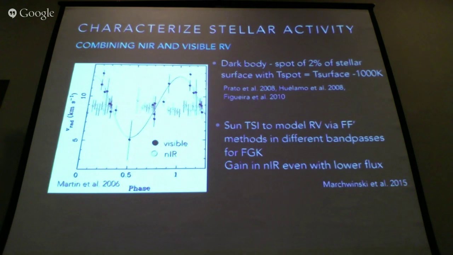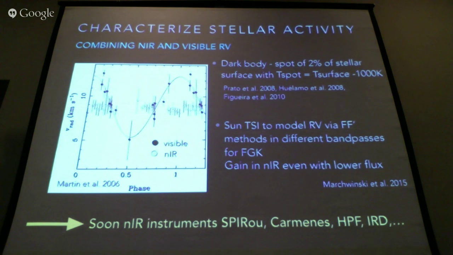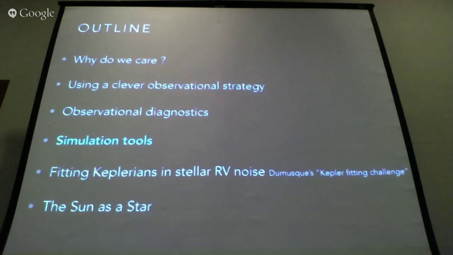And there is also some sun observation that was used to model, by the FFP methods, the different ones in the MGK. And they show that even for MGK, we could gain in the radial velocities due to activity by looking in the near infrared. And soon we will have new instruments like SPIRou, CARMENES, HPF, or IRD. Since we have this observation, after that we want to put it in simulation tools in order to see if we well understand what happened, and then afterwards make some data analysis and data tests.